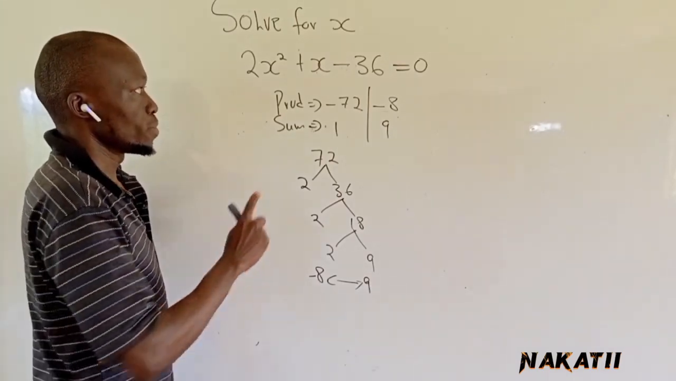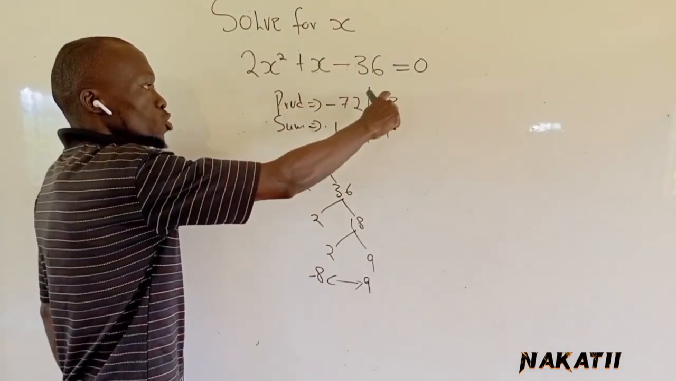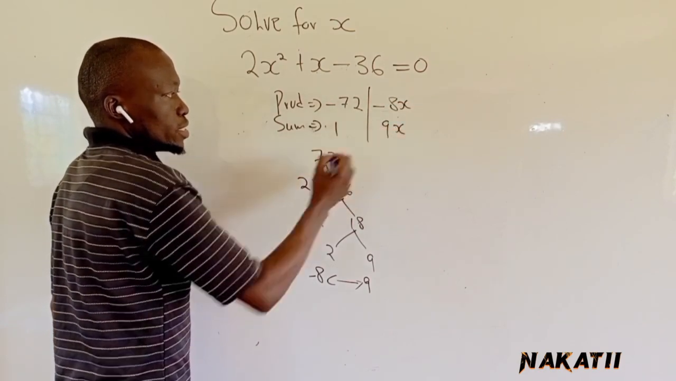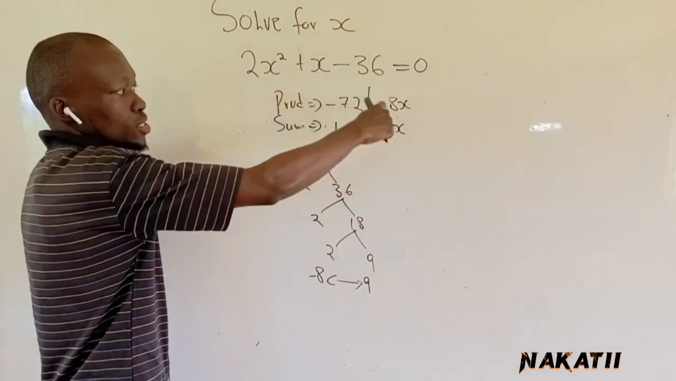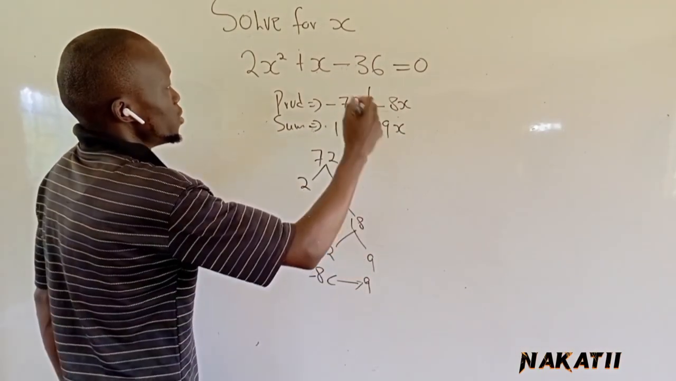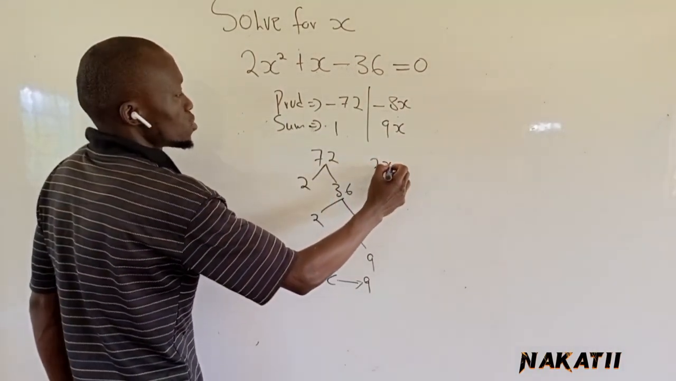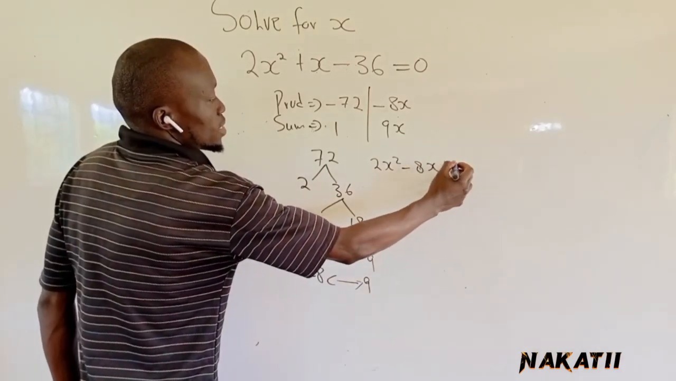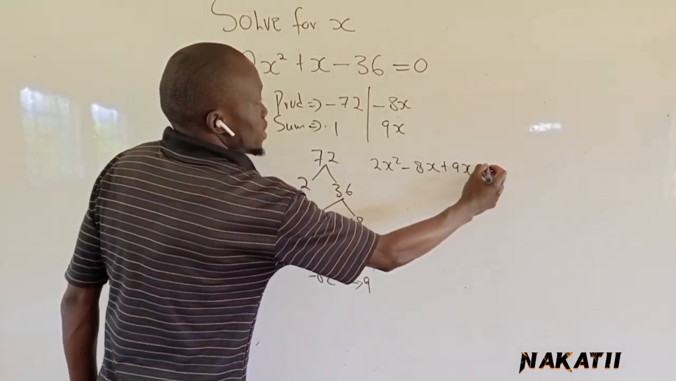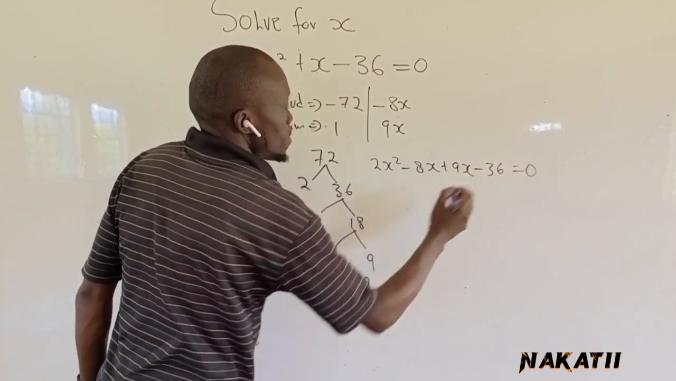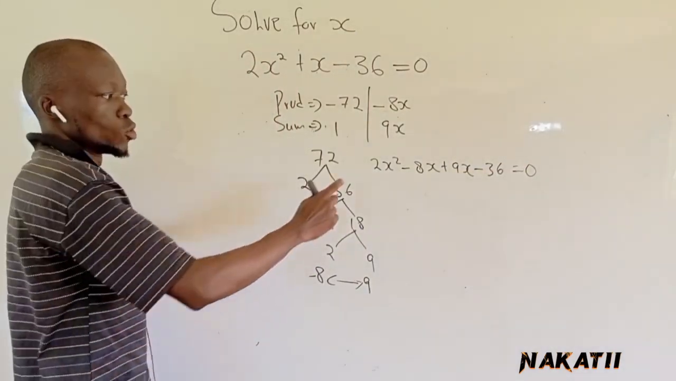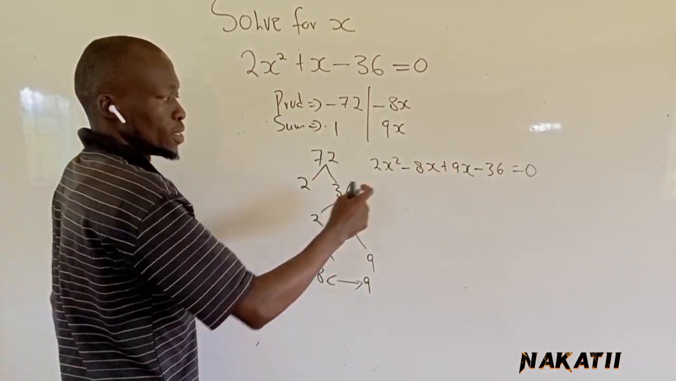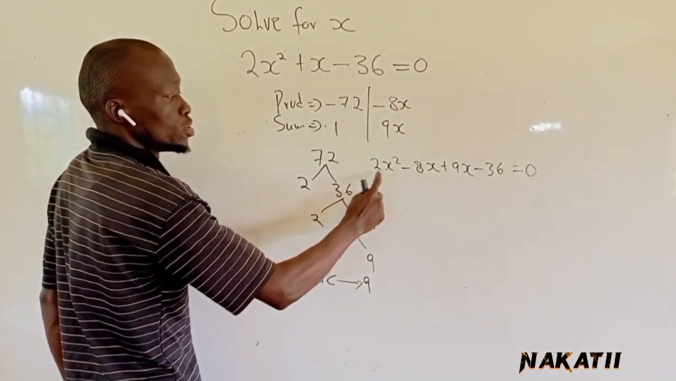After getting those two numbers, I replace this one with these two numbers. Just add x here and x here. So replace this x with these two values. If you replace, you'll have 2x squared, then minus 8x, then plus 9x, then minus 36 is equal to 0. Then group these into 2, the first 2 and the next 2. Then check what is common between these two.